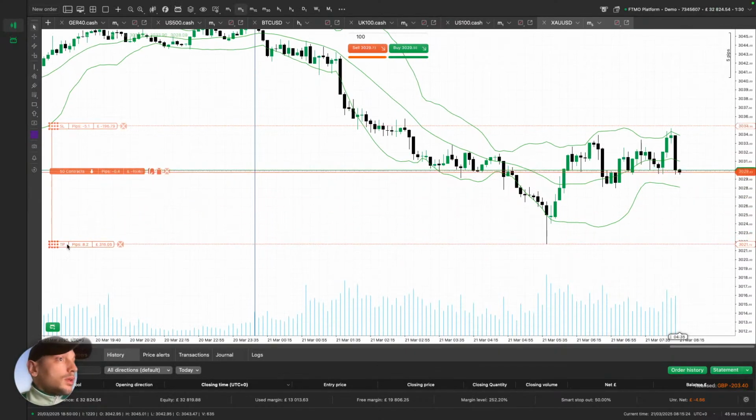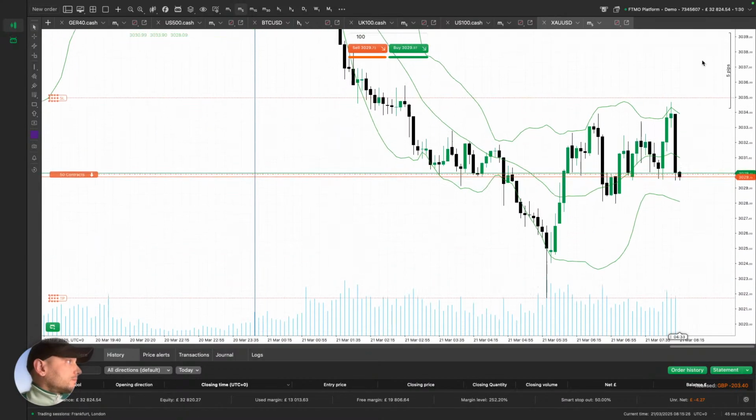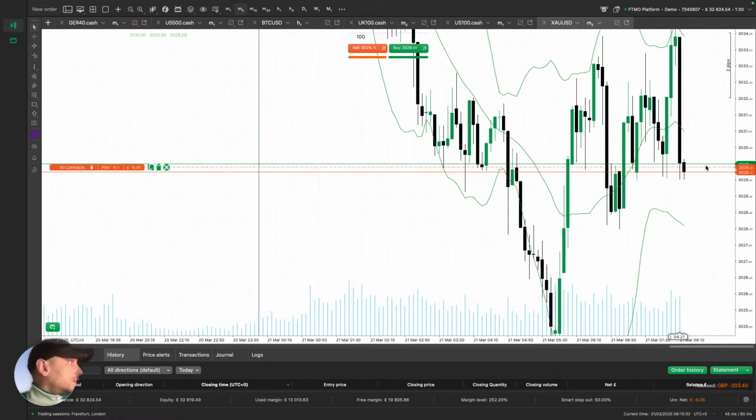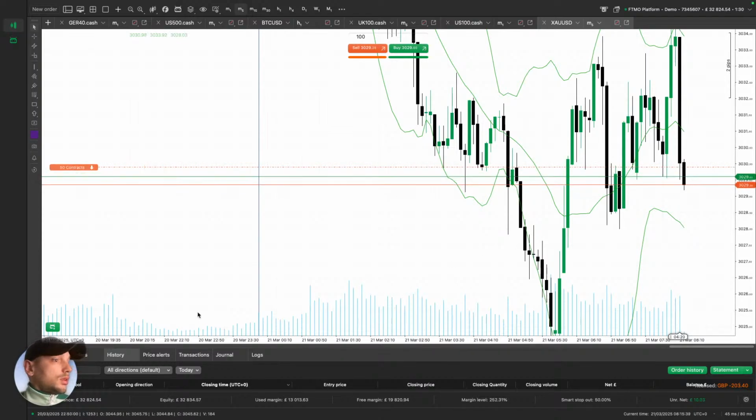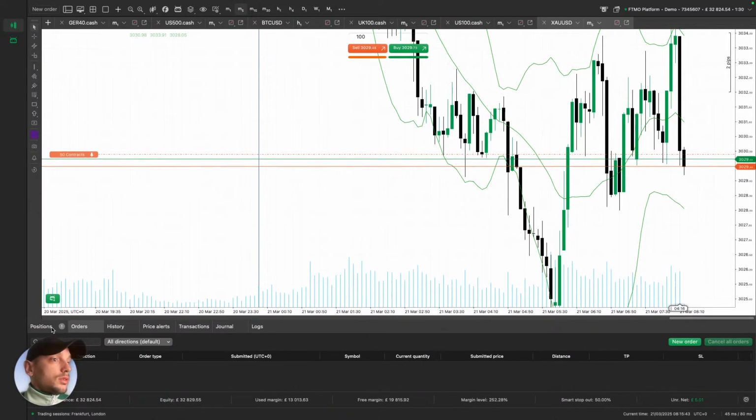TP all the way down here. Stop loss just above those highs, and be careful with the spread. If you know what spread is, this is the price that's going to fill our loss. So we need to be careful with that. Let's see how our deal moves.